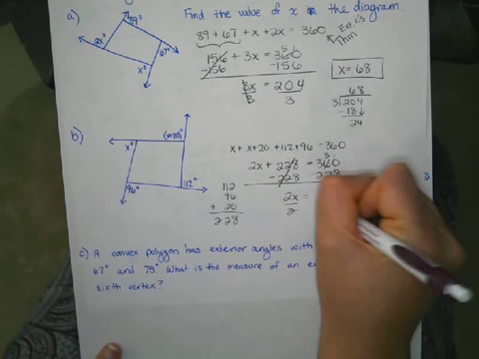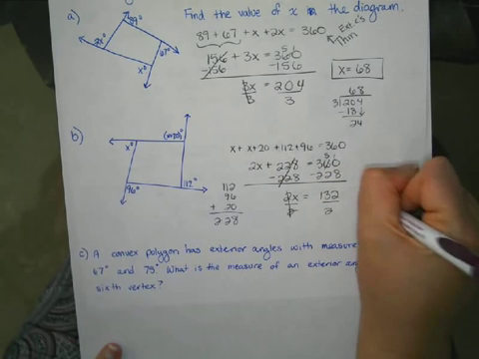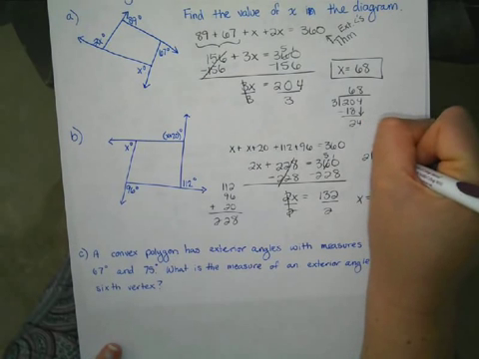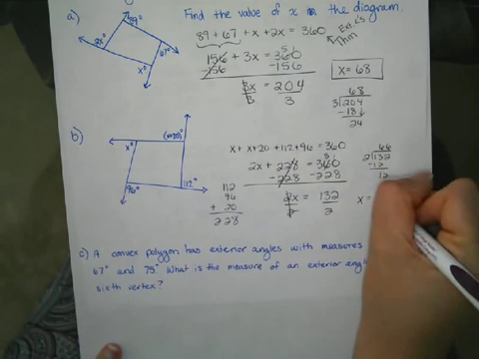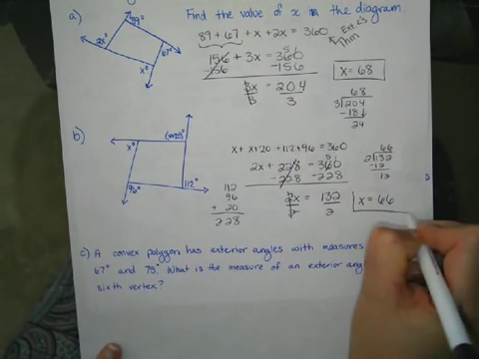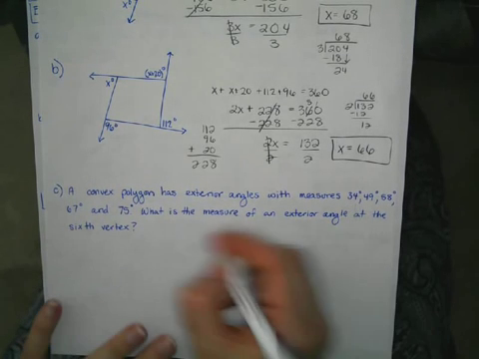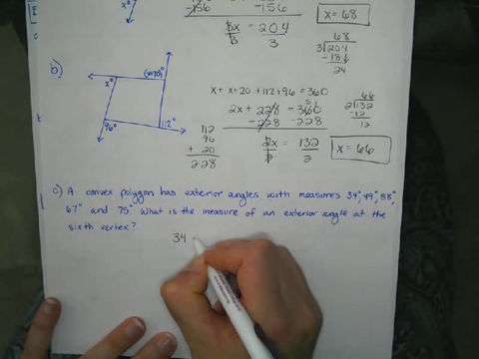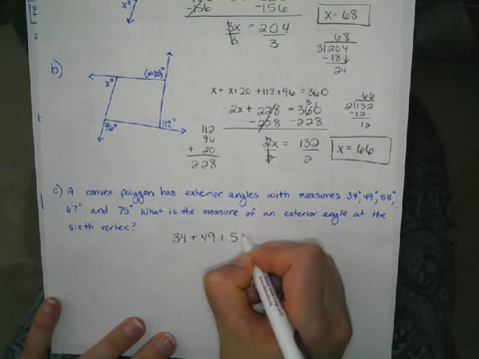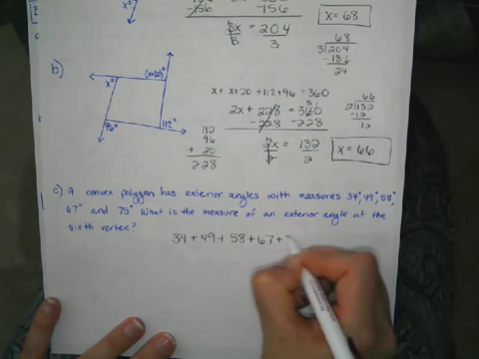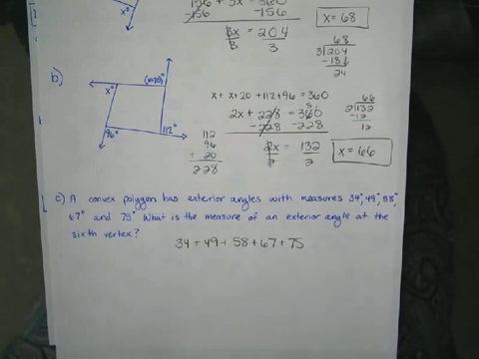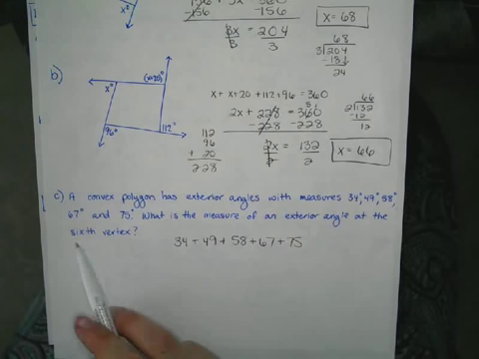A convex polygon has exterior angles with measures 34, 49, 58, 67, and 75. What do these have to add up to be? Good. Be careful though. I'm not done. It says what is the measure of an exterior angle at the 6th vertex? That's key. How many numbers did they give me? They gave me 5, so I need to put an x in here for the 6th one, and those all add up to 360. Now when I add all these, this is a big number. I'm going to do it in little parts.